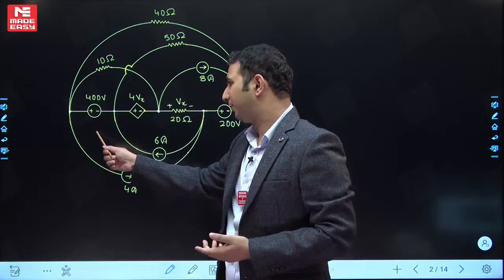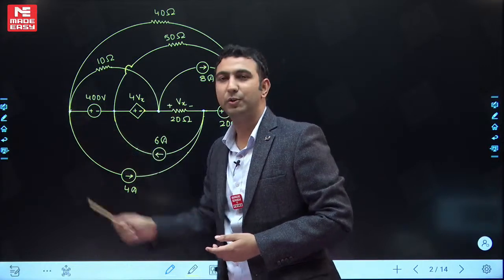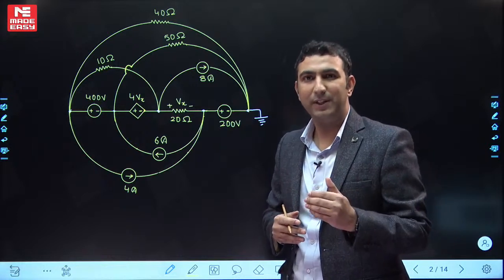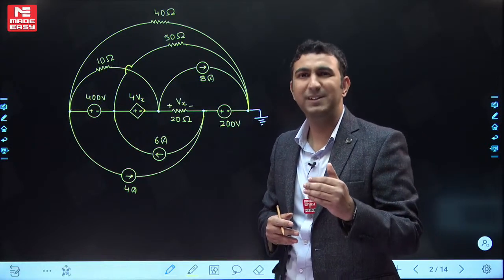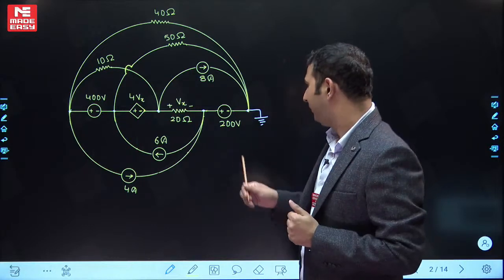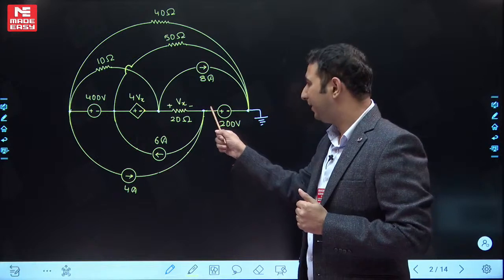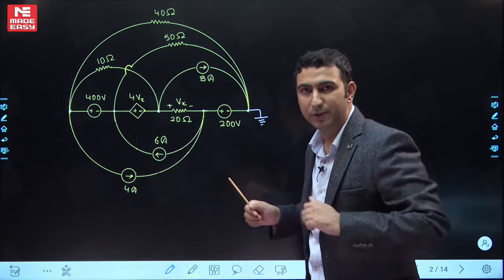This one will be a good option, so that this will become model 2. What was model 2? When a voltage source is connected between a non-reference and a reference node. So I have made this one model 2 so that one node equation gets reduced.